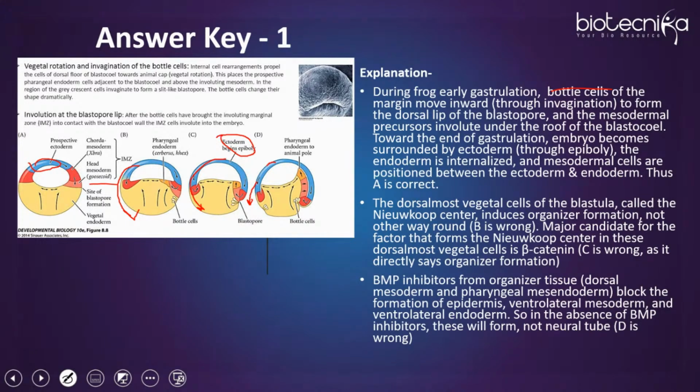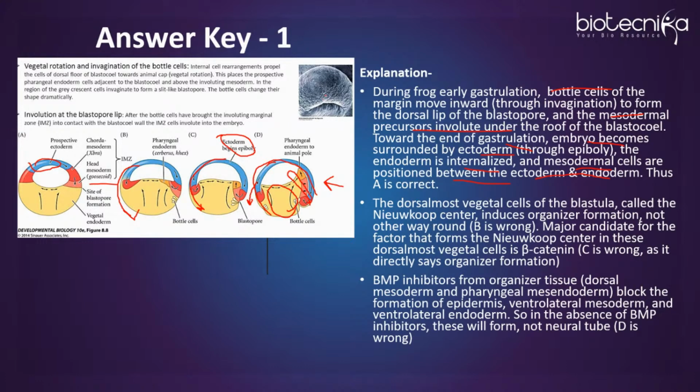Bottle cells of the margin move inward through invagination to form the dorsal lip of the blastopore. Mesodermal precursors involute under the roof of the blastocoel, and towards the end of gastrulation, the embryo becomes surrounded by ectoderm. So ectoderm is internalized and mesodermal cells are positioned between ectoderm and endoderm. At the end of gastrulation, you have an outer layer of ectoderm, a middle layer of endoderm, and in between them you will have mesoderm. So that's why we can say A is the correct answer.